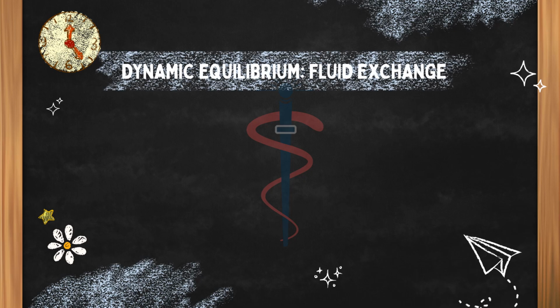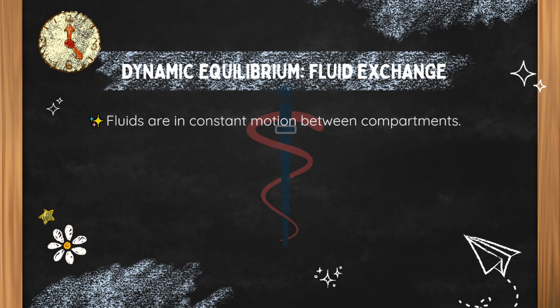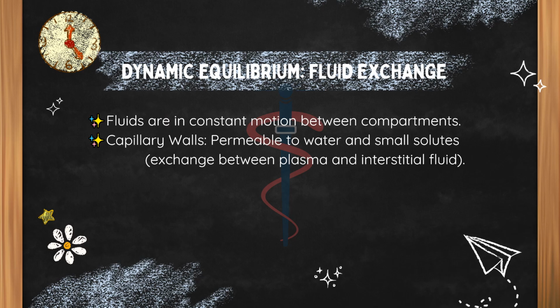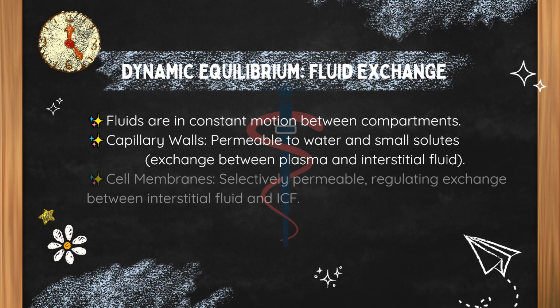It's important to understand that while these compartments are distinct, fluids are constantly moving between them. The capillary walls are generally permeable to water and small solutes, allowing exchange between plasma and interstitial fluid. Cell membranes, however, are more selective, regulating the movement between interstitial fluid and intracellular fluid.